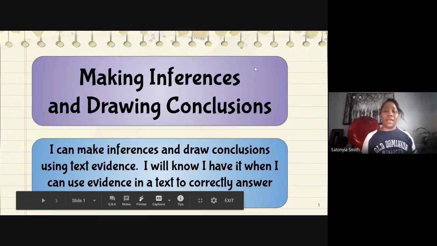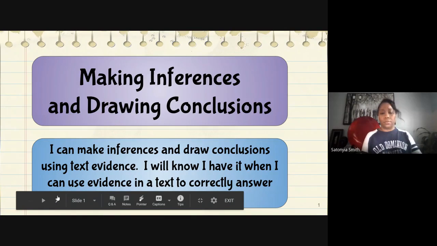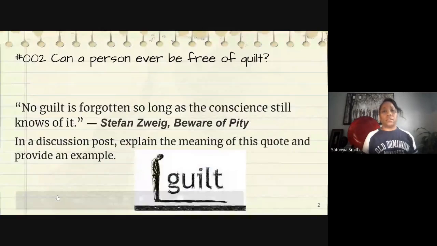Okay, so making inferences and drawing conclusions, part 2. Our learning target: I can make inferences and draw conclusions using text evidence. The first thing I want you to do is click on the discussion number 2, Can a person ever be free of guilt? That's not the question that you're answering. However, if you really cannot explain the meaning of the quote, then you can answer that question.